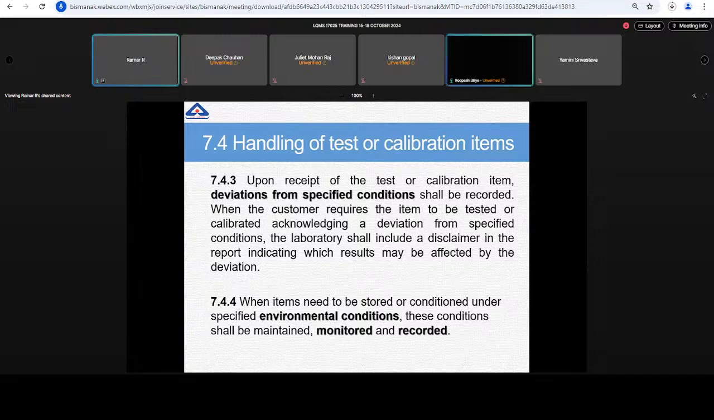Suppose you are returning this. How long should the sample be retained, sir?